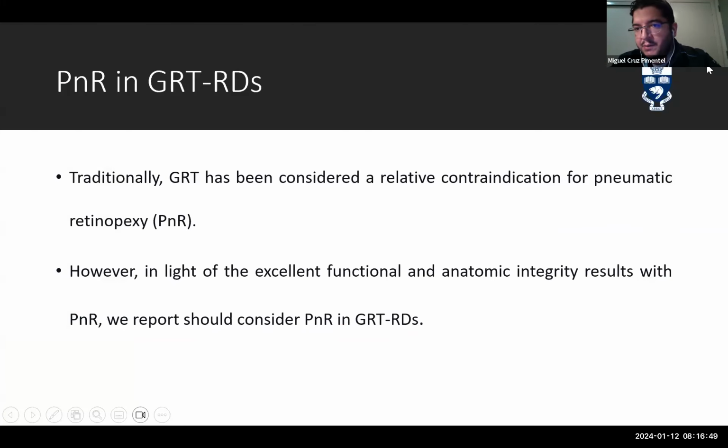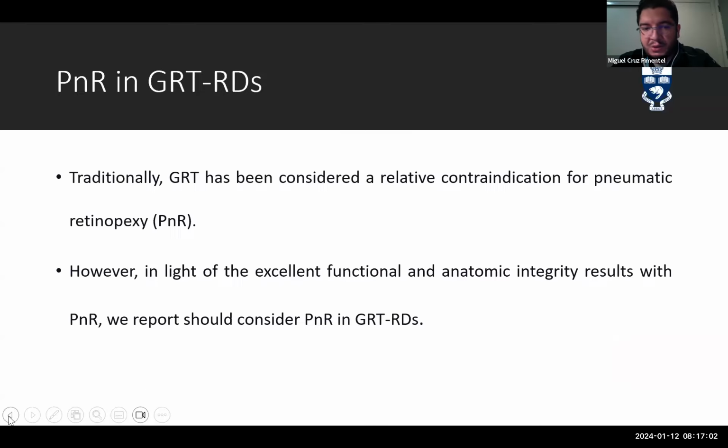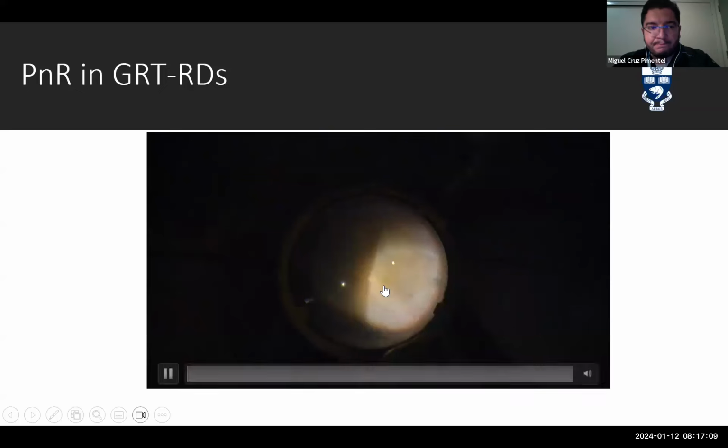However, in light of the excellent anatomical and functional results that have been proven by randomized control trials such as the PIVOT trial, we will think about the use of pneumatic retinopexy in giant retinal tears. We can go to the next slide, please.